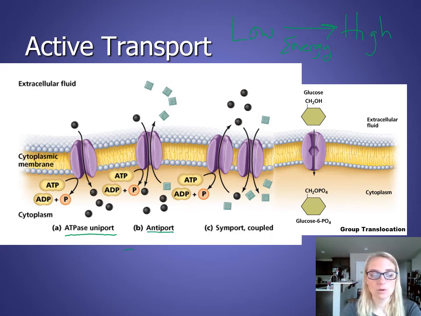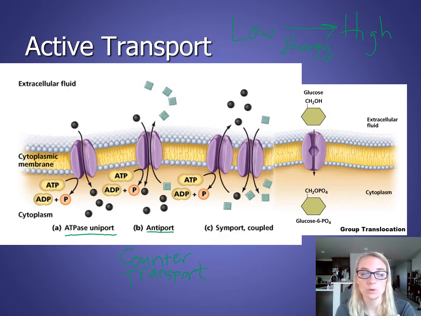Antiport, sometimes also called counter transport. This is what you know best as the sodium-potassium pump. You may be familiar with that. So remember, sodium gets pumped out, potassium gets pumped in to maintain that electrochemical gradient. So we're burning the molecule of ATP to pump the black circle against its concentration gradient and the green square against its concentration gradient. So this is antiport or counter transport.